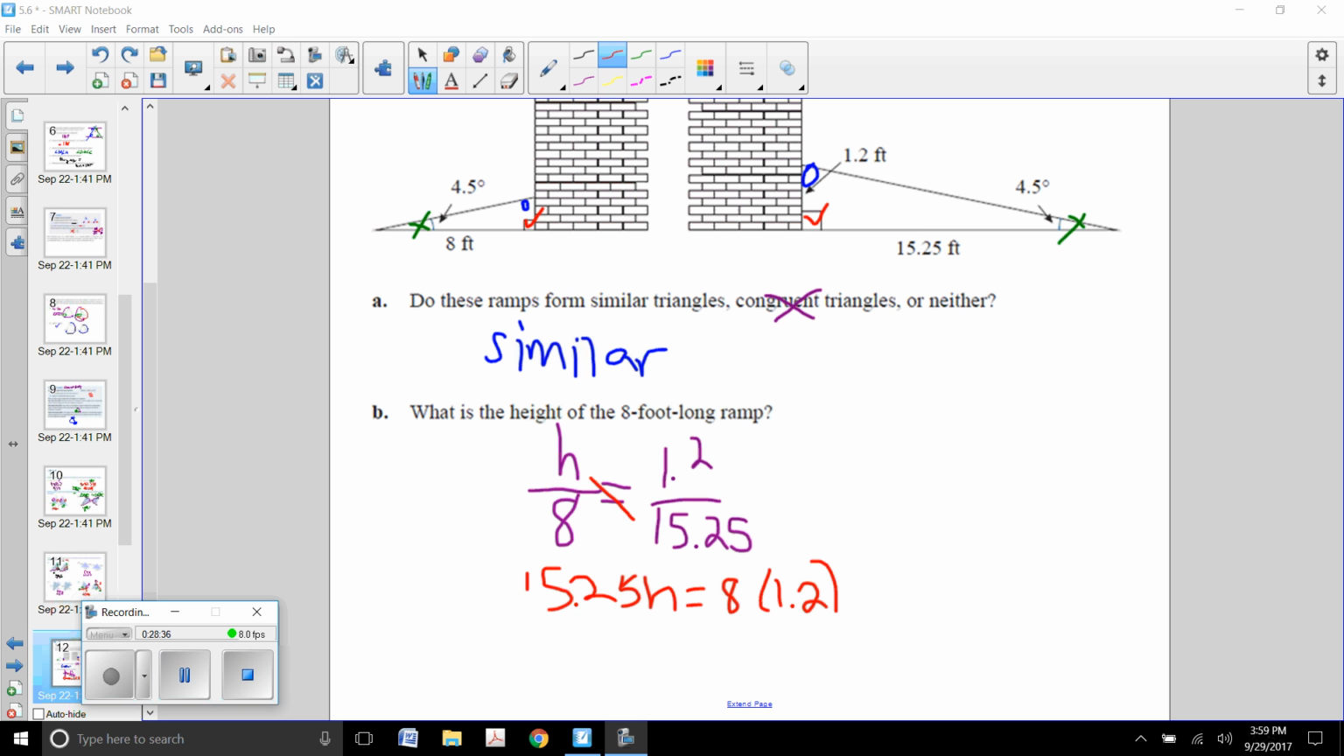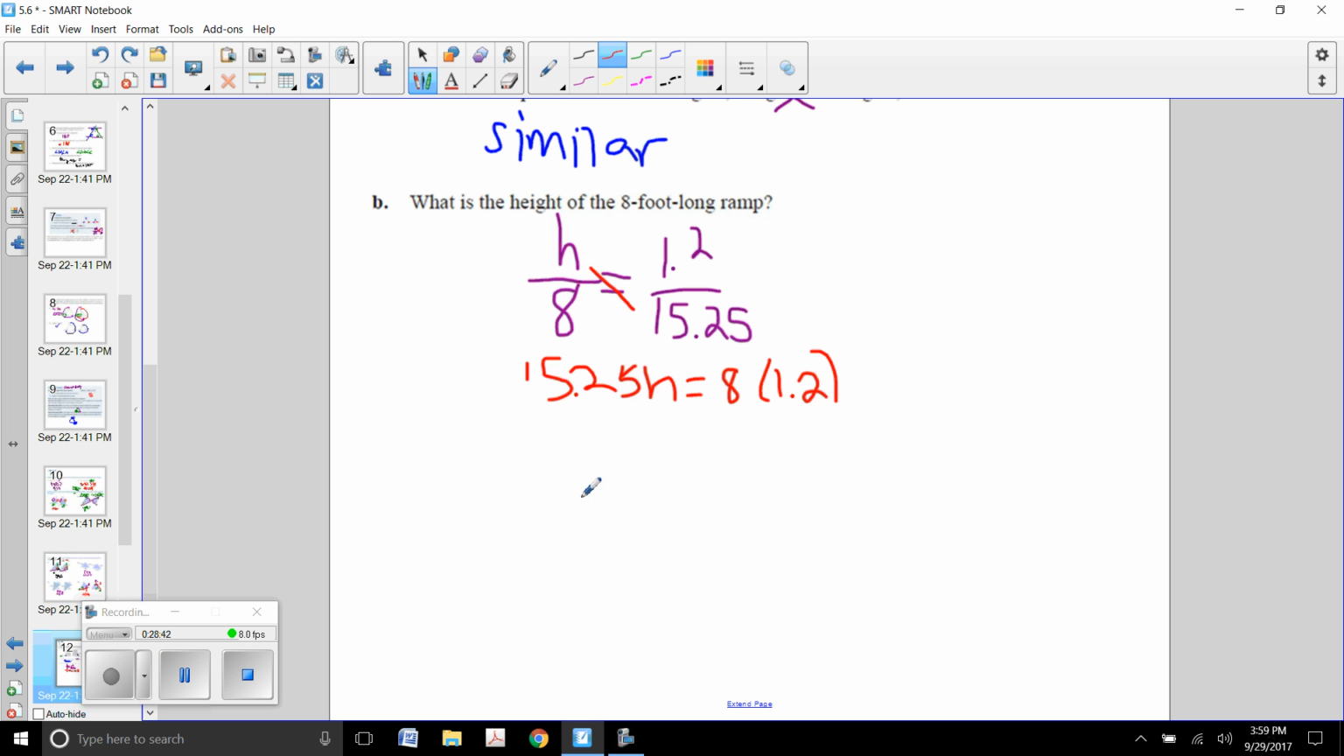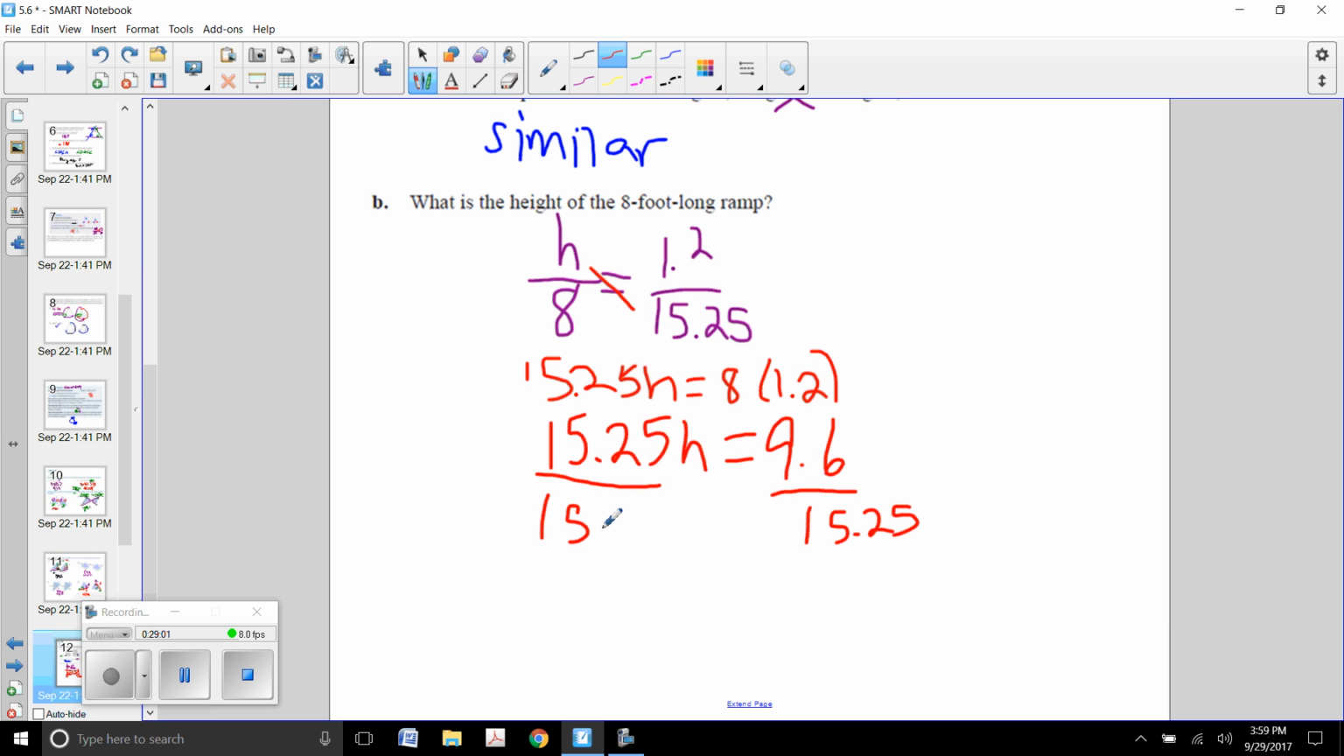So then that gives us that 15.25H is equal to 9.6, and we'll divide both sides by 15.25 to get H by itself. And so that gives us the height of the ramp is 0.63 feet.